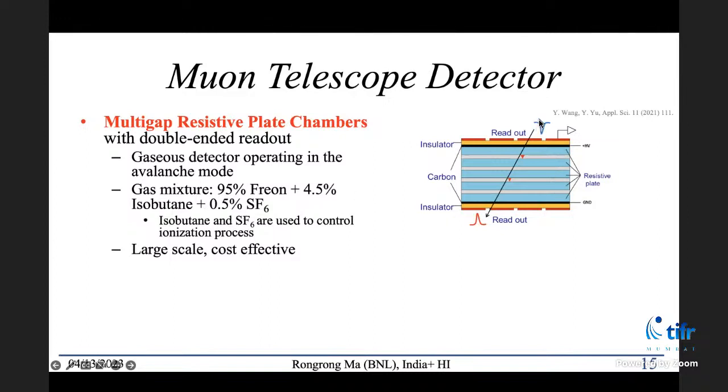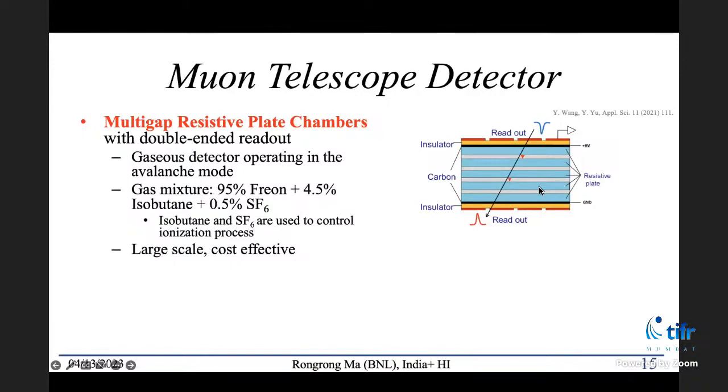The idea is that when a particle, say a muon, goes through the detector, it can ionize the gas within each gap. It could be here or here. The reason you use multiple gaps is to increase the efficiency of the detection, because you have multiple chances to ionize the gas. Once the gas is ionized, the electrons drift because there is an electric field applied here. Through the drifting, these electrons ionize more gas atoms and create more electrons. This is what we call the avalanche mode. Of course, we want to control the size of the avalanche, which is why we use isobutane and SF6 to achieve good precision. This is the main idea behind the technique.